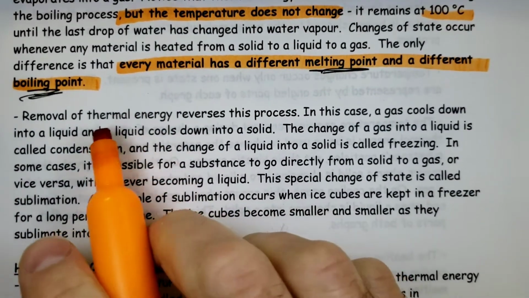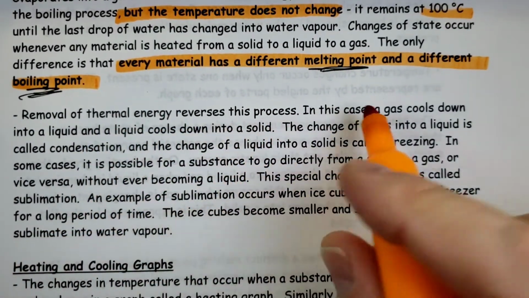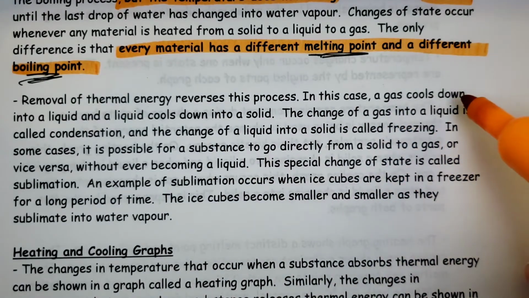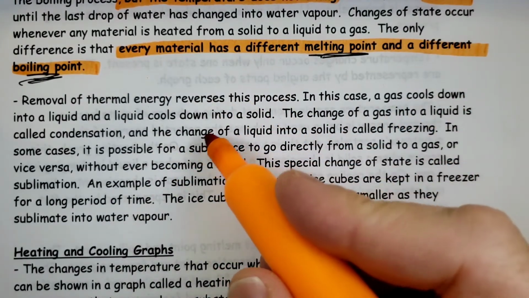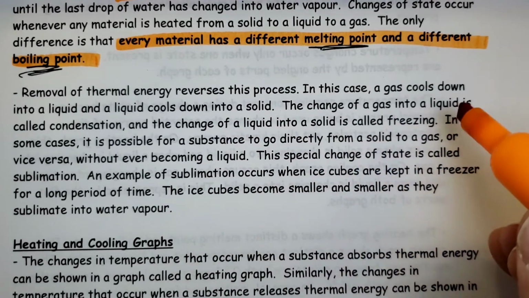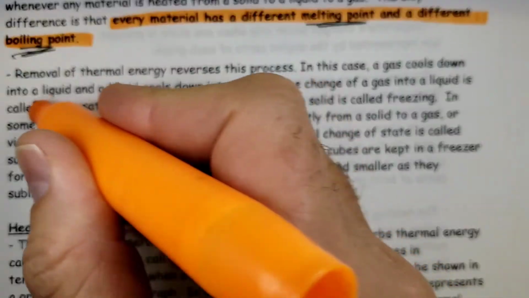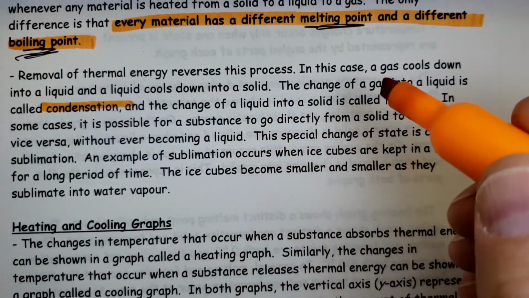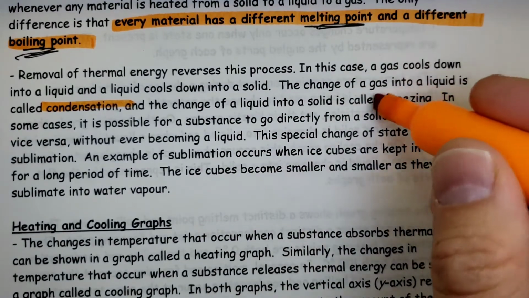If we do vice versa, removal of thermal energy reverses the process. In the case of a gas, it cools down into a liquid, then cools down into a solid. The change of gas into a liquid is called condensation, and the change of liquid to a solid is called freezing.